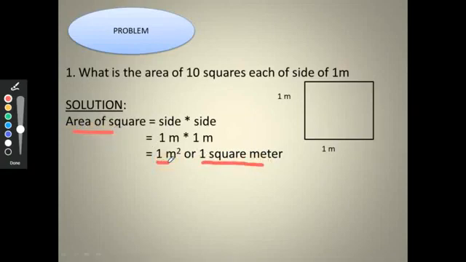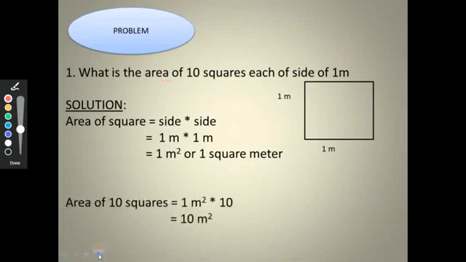They have asked us to find the area of 10 squares. So this is the area of 1 square. To find the area of 10 squares, we have to multiply the area of the square that we obtained by 10. So area of 10 squares is equal to 1 meter square into 10, which is equal to 10 meter square. So area of 10 squares is equal to 10 meter square.